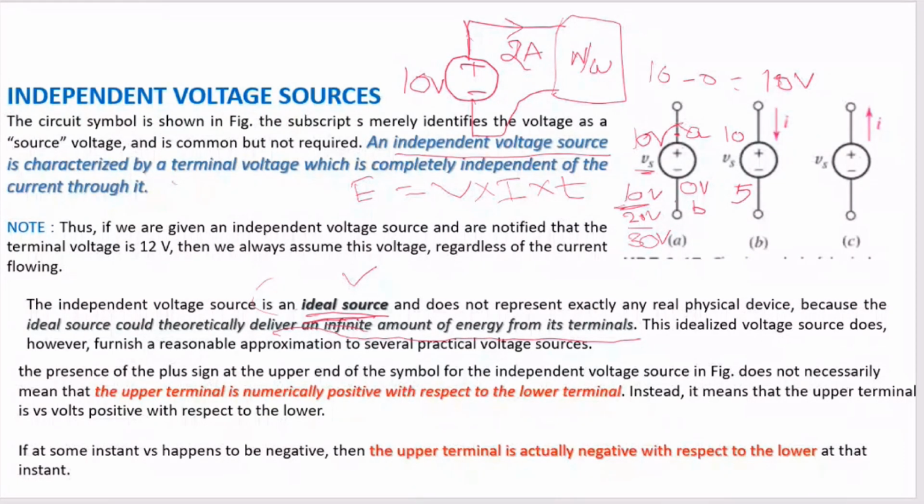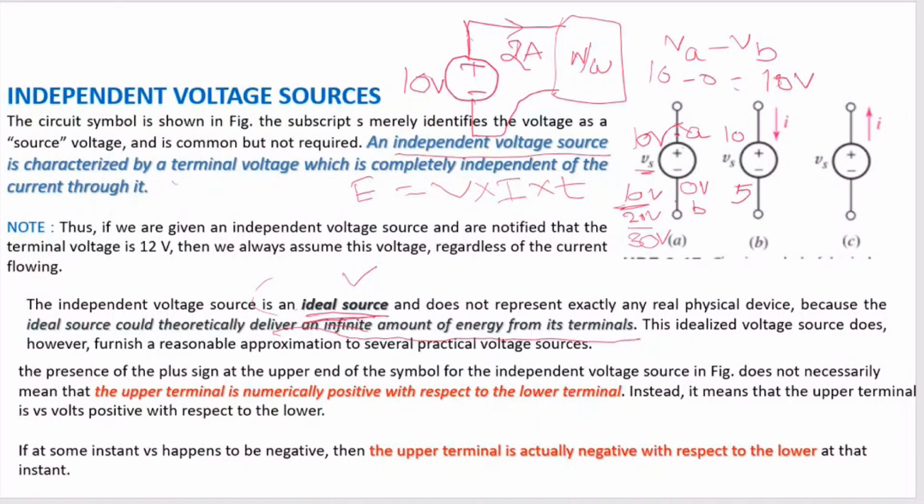The name itself indicates that it is independent of the amount of current drawn by the network. The network will draw an amount of current that is not known to this voltage source. It will deliver whatever amount of current the network demands, that amount of current it has to deliver. That is called an independent voltage source.